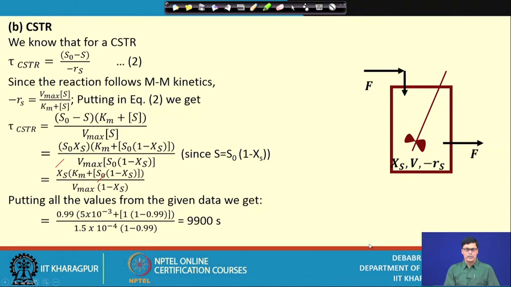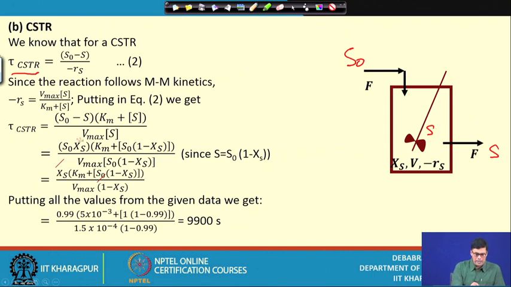Now let us see how we can find out the volume of the CSTR. In case of the volume of CSTR, the tau of CSTR is nothing but the space time of the continuous stirred tank reactor. It is S0, the initial substrate concentration, minus S, divided by minus RS. So this is like this. Here is the S0 and this is the S. Here, under steady state condition, here also S. Am I right?